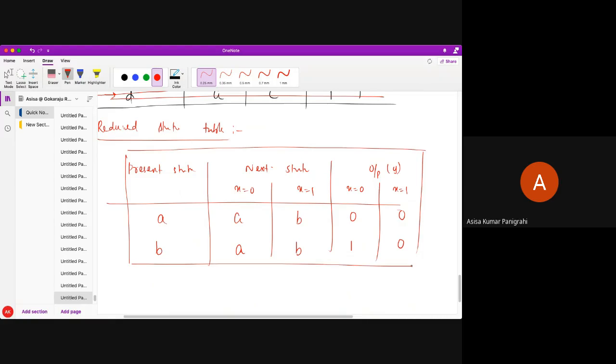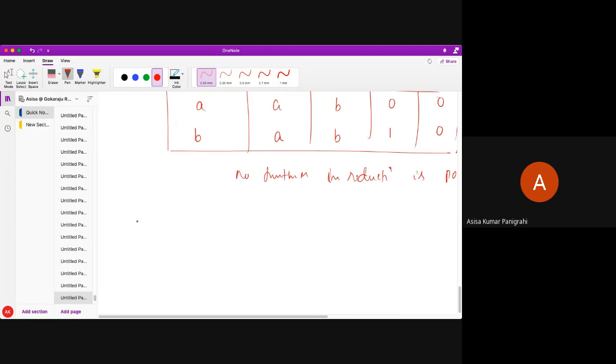Do you all understand, students? Is any more state reduction possible? No. For these two states, the next state and output are not similar, so no further state reduction is possible. Okay, understand? So this is my final state table.